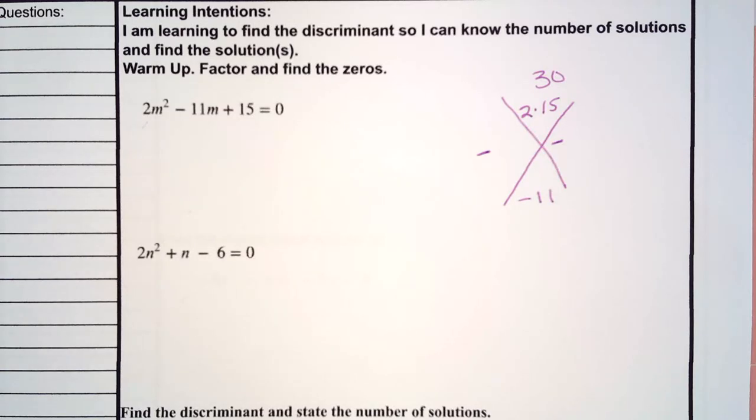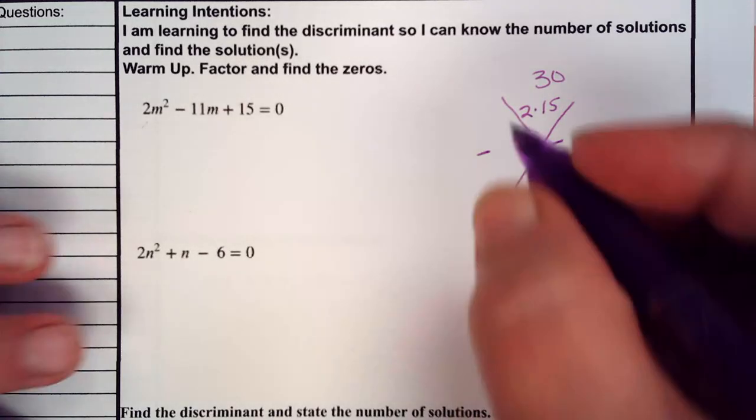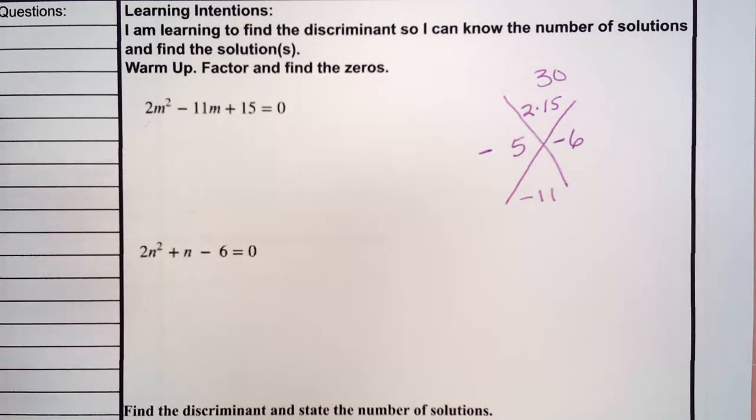So, as we're looking at the factors of 30 that add up to 11, what are the factors of 30? 1 times 30 is 30. 30 plus 1 is not 11. 2 times 15 is 30. 15 plus 2 is not 11. 3 times 10 is 30. 10 plus 3 is not 11, but we're closer. 5 times 6 is 30. 5 plus 6 is 11. So our factors are negative 5 and negative 6.